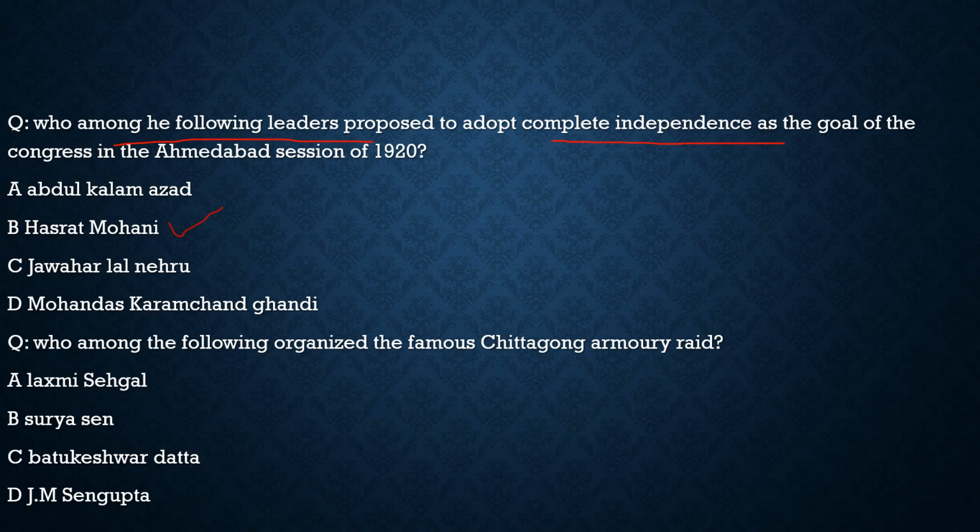Then the second question says, who among the following organized the famous Chittagong Armoury raid? Is it Lakshmi Sehgal? No. Is it Batukeshwar Dutt? No. Is it J.M. Sengupta? No. Is it Surya Sen? 100% correct. So by solving these questions, we complete today's discussion.